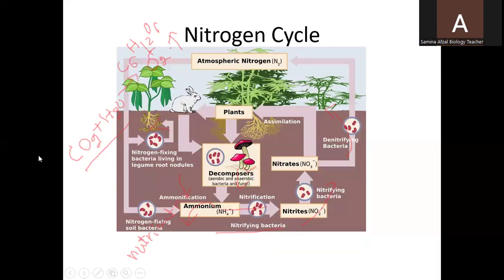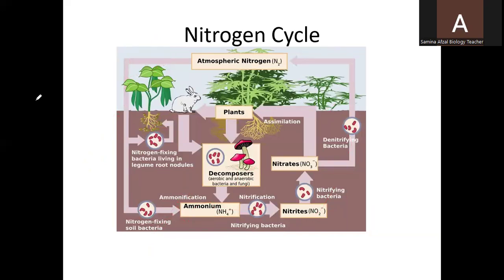Next cycle is the nitrogen cycle. In the nitrogen cycle, the green plants do the process of photosynthesis, and they store food in them in the form of starch, and these plants are eaten by the animals. So animals eat them, and again, these animals and plants, when they die, the process of decomposition takes place, and as a result of decomposition, the nutrients and ions are released into the soil.